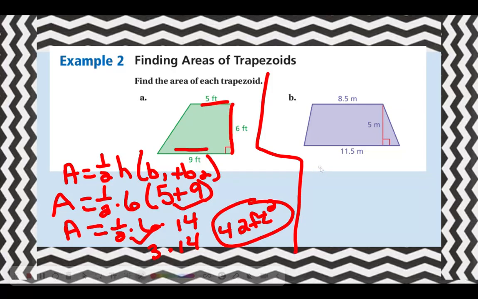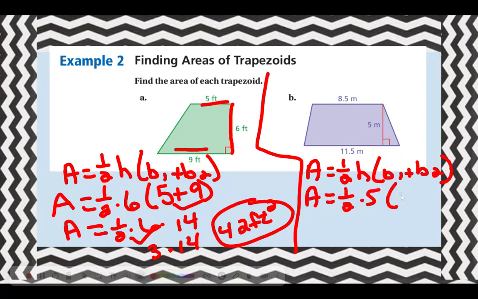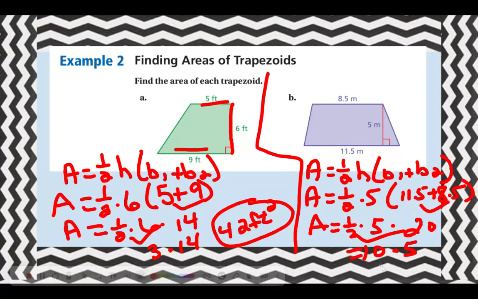Good work. So once again, I see a trapezoid, so I write the formula down. 1/2 times height, base 1 plus base 2, and we just fill in for what we know. 1/2 times 5, in parentheses is 11 1/2 plus 8.5. So I'm going to add my parentheses first, which equals 20 times 5 times 1/2. So I would do half of 20 is 10, and then 10 times 5 is 50. So 50 meters squared is your area.